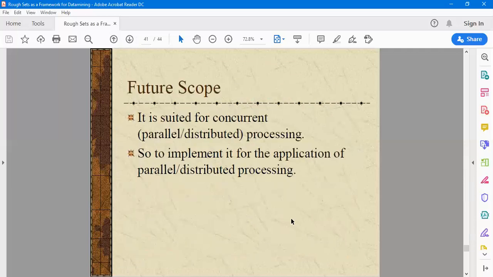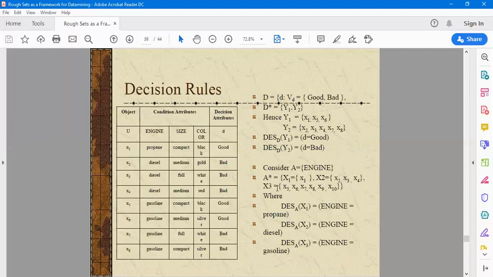Okay, so now coming to this here. So DES of Y1, that means when D is equal to good. Okay, and DES of Y2, that means when D is equal to bad. So there will be two indiscernibility clusters.